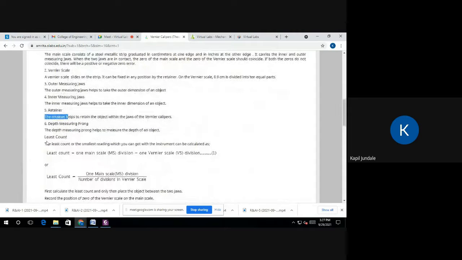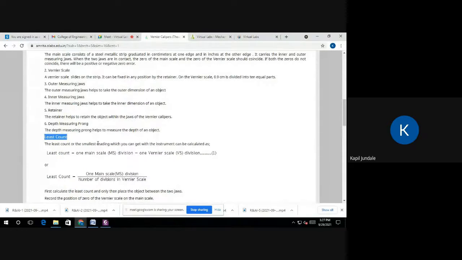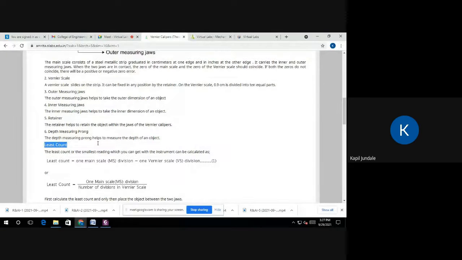Now, next we need to find out the least count of this vernier. What is meant by least count? Smallest division or the smallest measurement we can measure with that instrument.